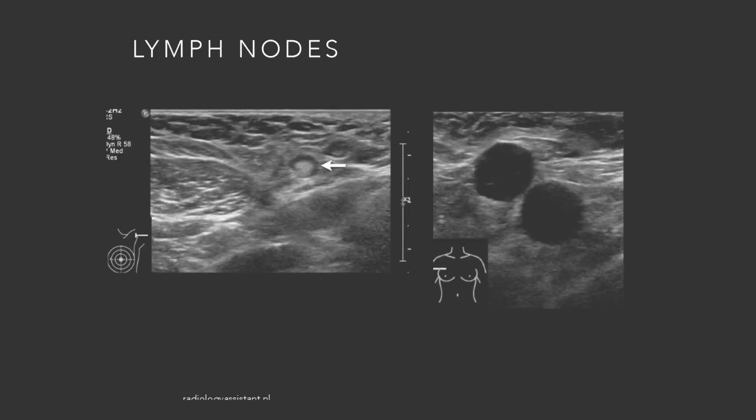Looking at lymph nodes, the image on the left is a normal lymph node. So it looks sort of like a kidney shape. There's a white center, which is the hilum, where the vessels and lymphatic channels are. And then the cortex is the dark, sort of C-shaped or kidney-shaped part of the lymph node. And then the image on the right are 2 abnormal lymph nodes. You can see they're round, they're dark or hypoechoic, and we don't see the hilum anymore. So those are metastatic lymph nodes.